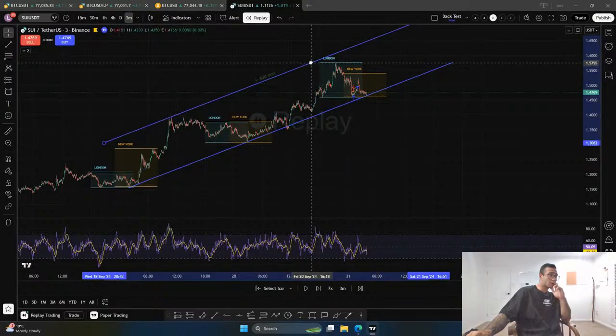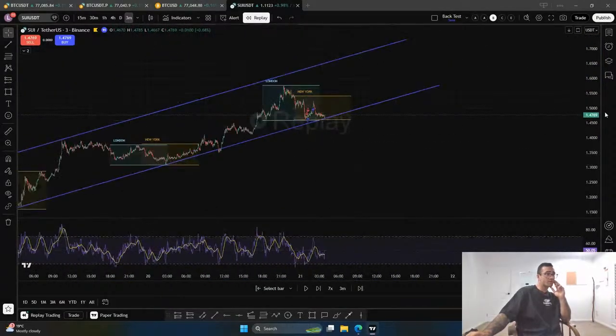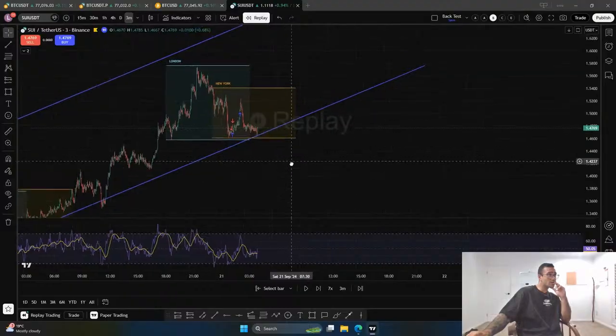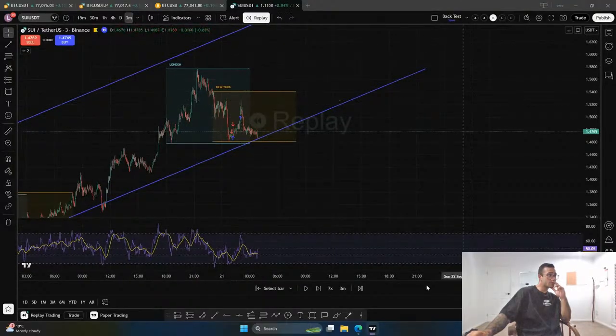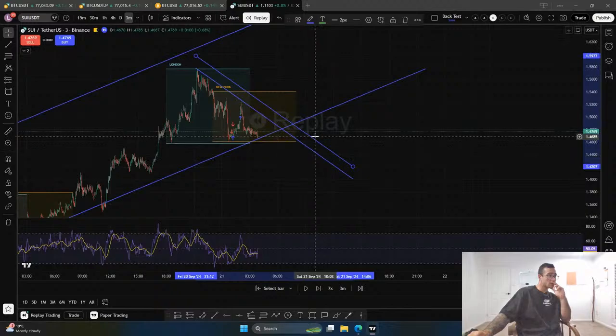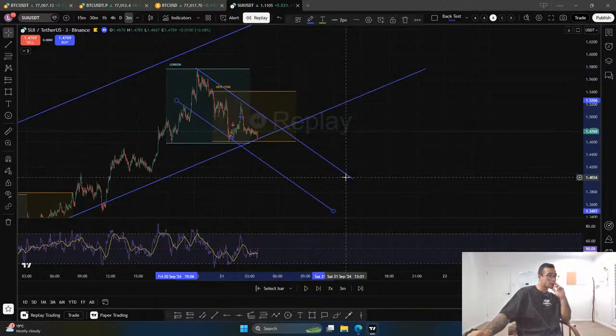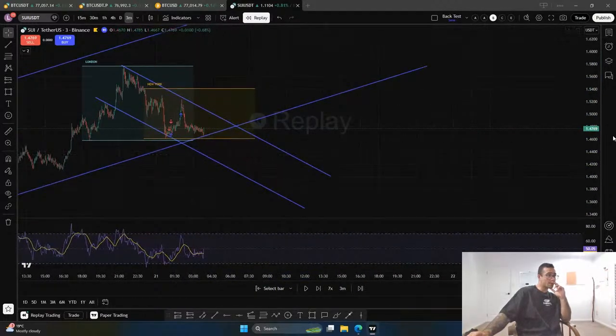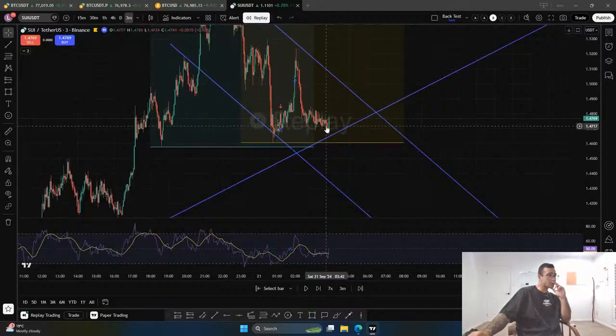Having a look at a bit of a higher time frame here right now, we're struggling. So what could happen here is we could potentially push into this corner before we push down or push up. So either way, it's just a coin flip.